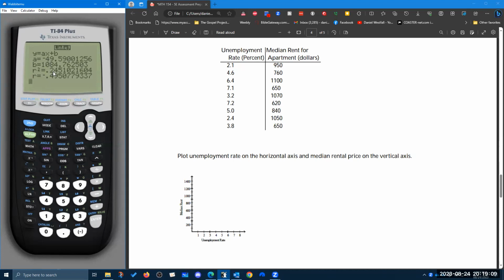24.5% of my change in median rent for apartments can be explained by my unemployment rate, and 75.5% of the change in median rent for apartments has to be explained by other variables. There's a very weak, in my opinion, but very weak negative correlation here.